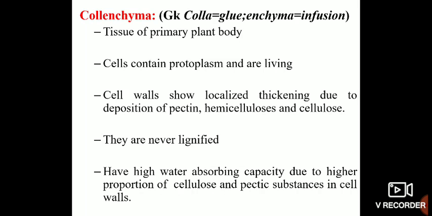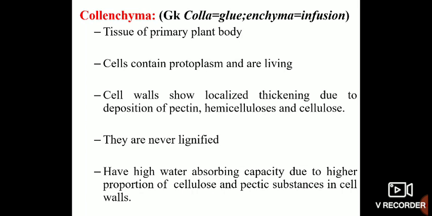Welcome back, students. Today our topic is Collenchyma. As you know, we are discussing simple permanent tissue. Collenchyma is one of the types of simple permanent tissue. So let's start with some of the important characteristic features of Collenchyma tissue in plants.